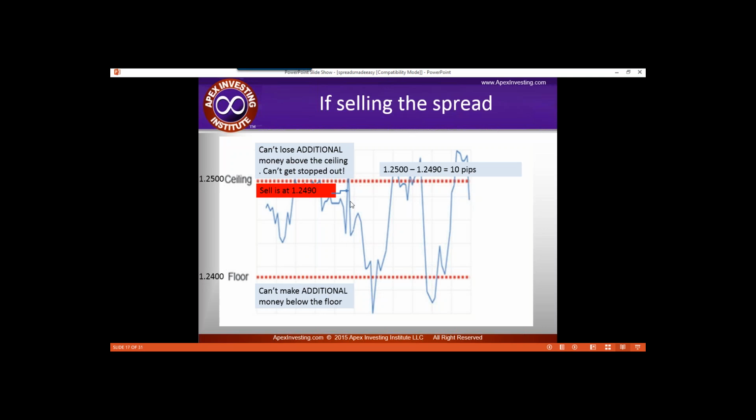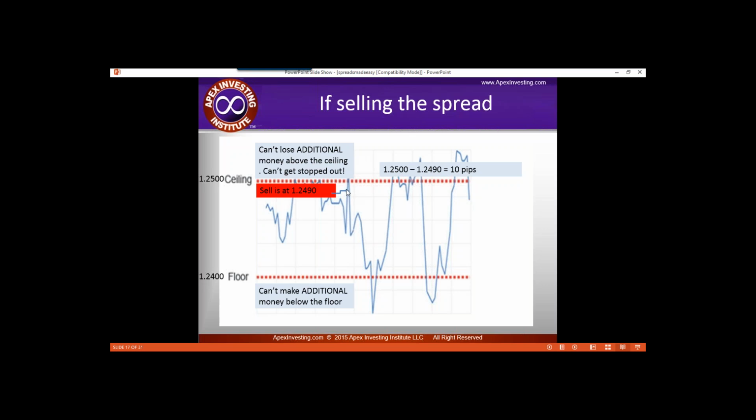What does that mean? Well, if I'm selling the spread right here at 24.90, I'm selling saying I think the market's going down. But what happens if the market pops up against me? Well, I sold it at 24.90 right here. The ceiling is right here at 2,500. So what's that difference? 2,500 minus 24.90 is 10 pips. So I can't lose additional money above the ceiling.